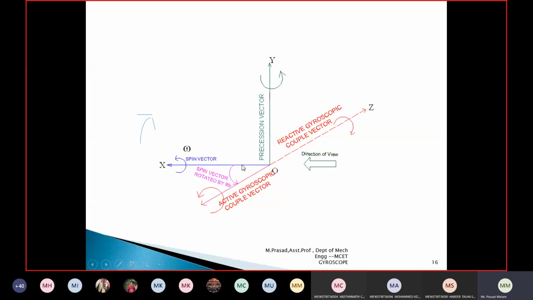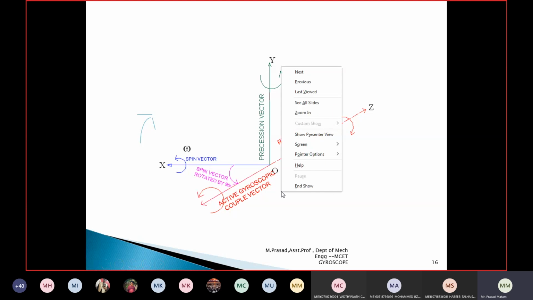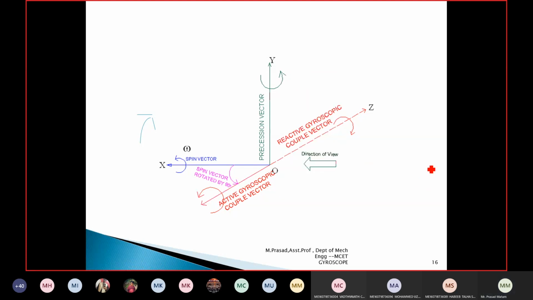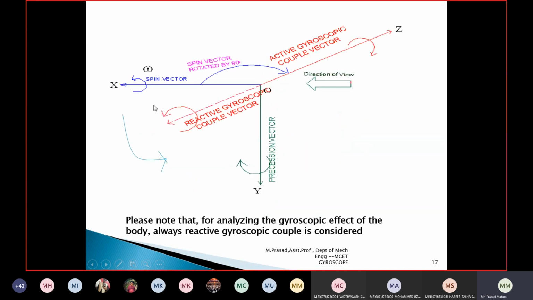Similarly, here also you can see the left side and right side. If you see which is my left and which is my right, this portion is my left side. This portion is my right side. So the active couple is moving from the right side to the left side. Now the reactive couple is moving from the left side to the right side. This is moving in the backward direction, taking a left turn. Similarly, backward direction, taking a right turn.